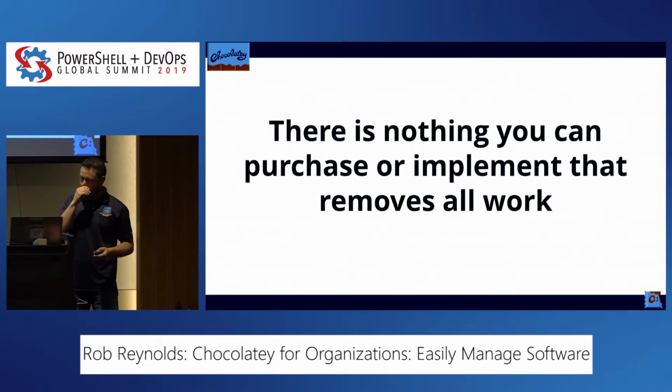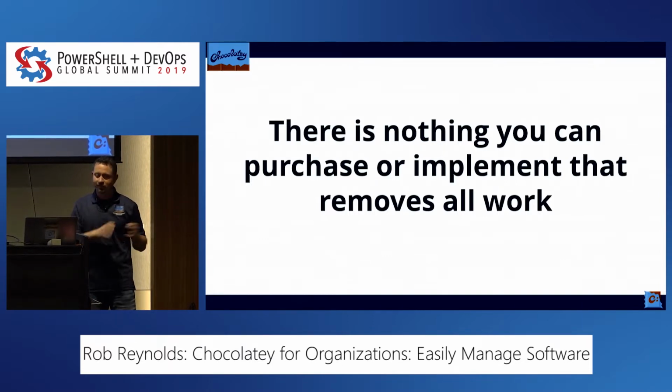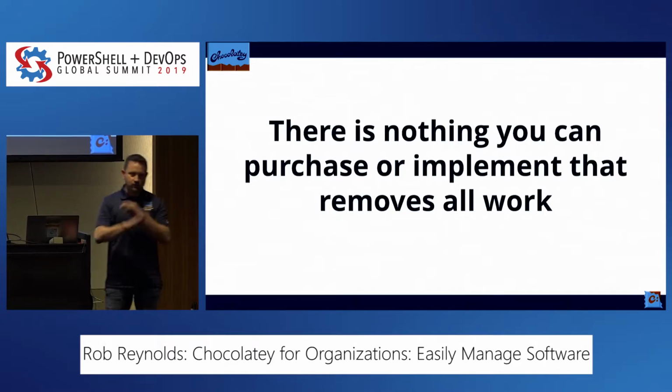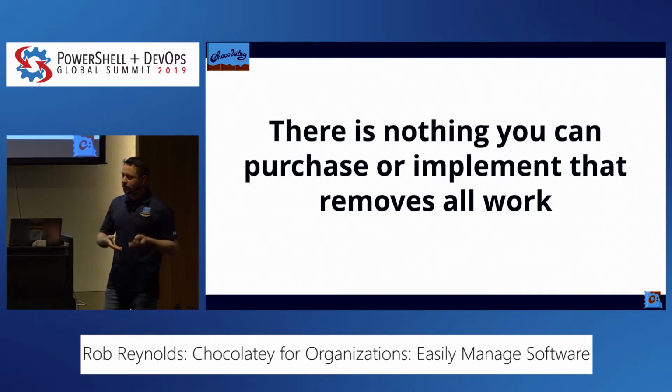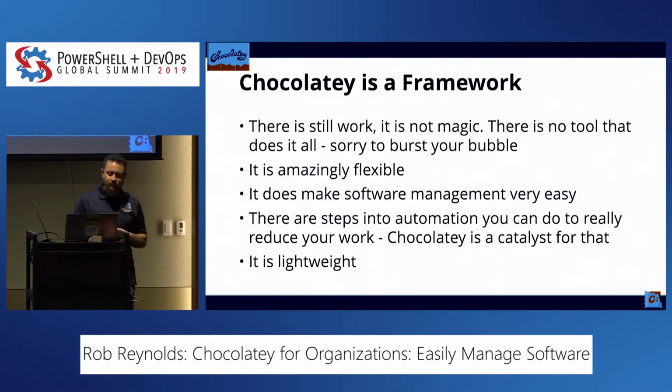The thing about reality is there's really nothing that you can buy that's out there that can really take away all that work. You can't throw enough money at something to get rid of it. So I think sometimes, in purchasing departments, you've got CIOs who say, oh, we buy this thing and it's going to solve all our problems. And Chocolatey can help with that, but it does take some work. So it's not magic. It is a framework.